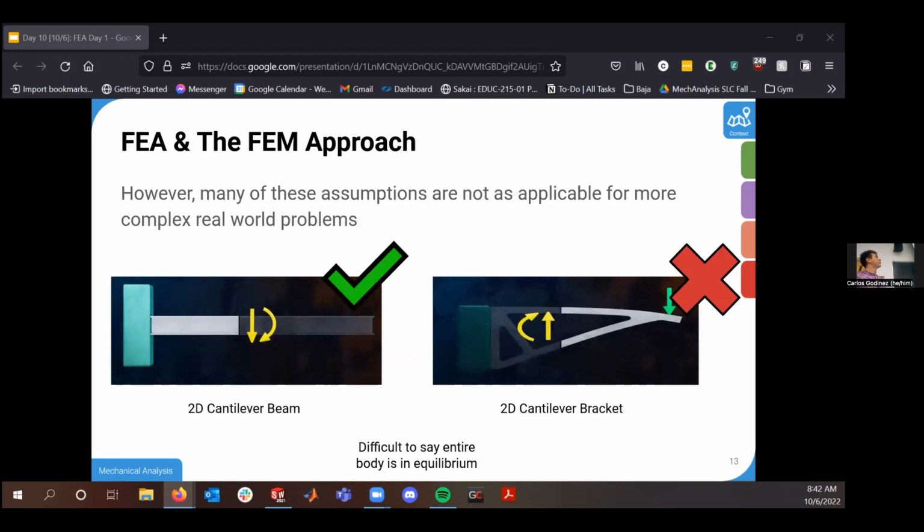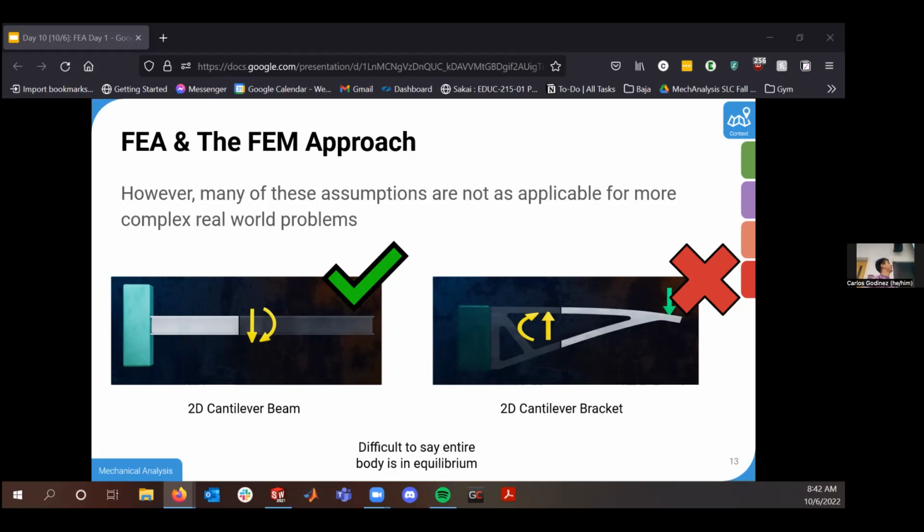So for example, if we are doing a 2D cantilever beam, we've done this in class before, we can say, okay, well, we know the entire thing is in static equilibrium, and we can say at any section across this beam, I can solve for my shear force and my moment acting across this imaginary slice of face. However, in the real world, we're not always working with just simple beams for the matter. And we might have a 2D bracket or something like this.